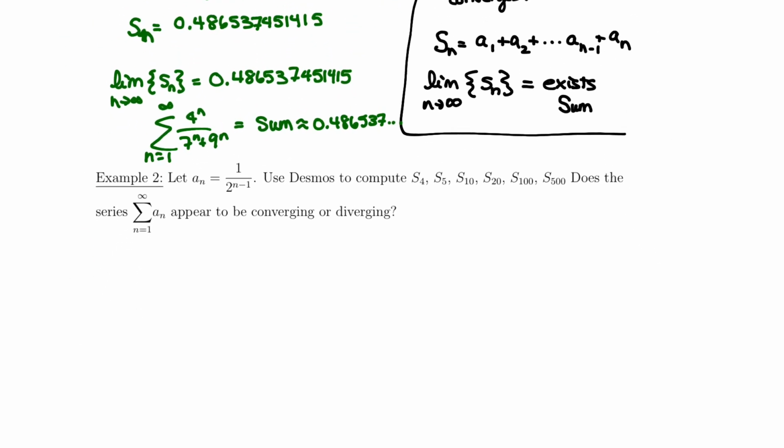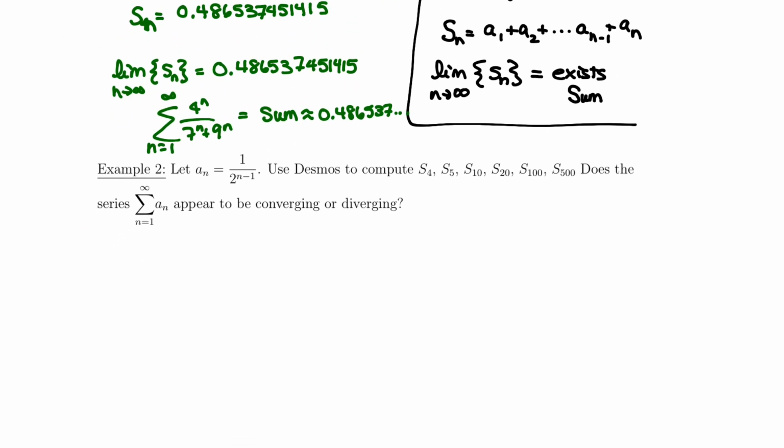So as a practice, do the same thing for a sub n equals 1 over 2n minus 1. A sub n equals 1 over 2n minus 1. On Desmos, does this thing appear to be converging or diverging? And if so, what is it converging to? And James, I think I'll use your quick trick now. Now that we have this visual for seeing what it does, I might do what you said.